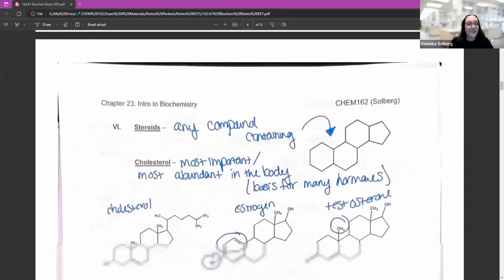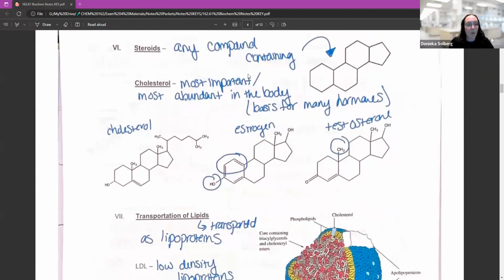Okay, now steroids. This is the 3rd group that I want you to know about. And they are any compound in the body, really, that has this structure in it. Now, it could have variations on this structure, but it's 3 6-carbon rings and a 5-carbon ring all attached. Okay, so anything that has this is considered a steroid.